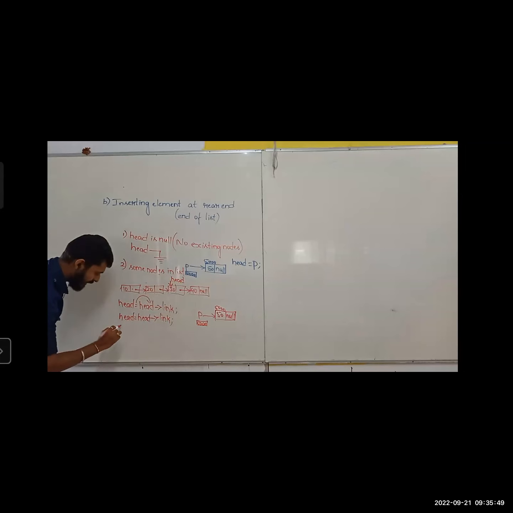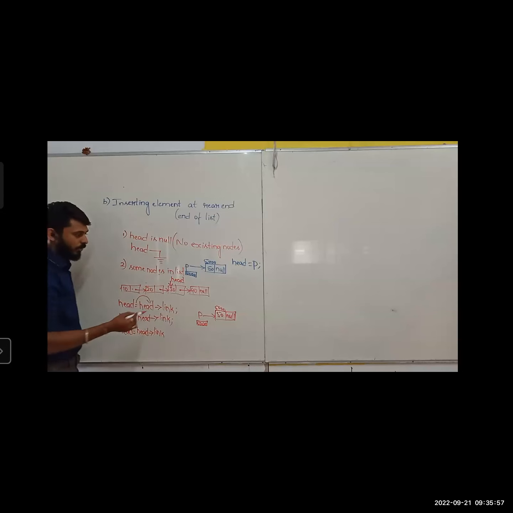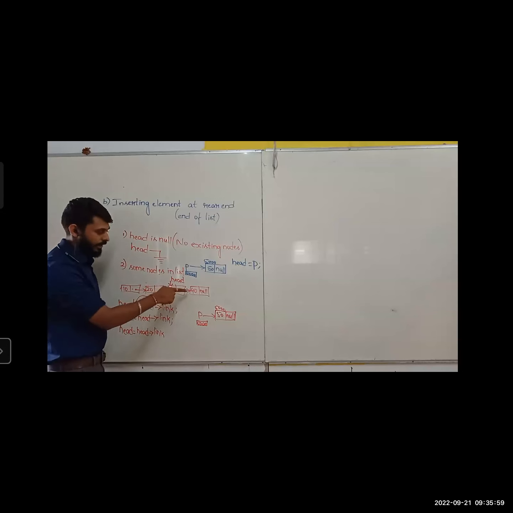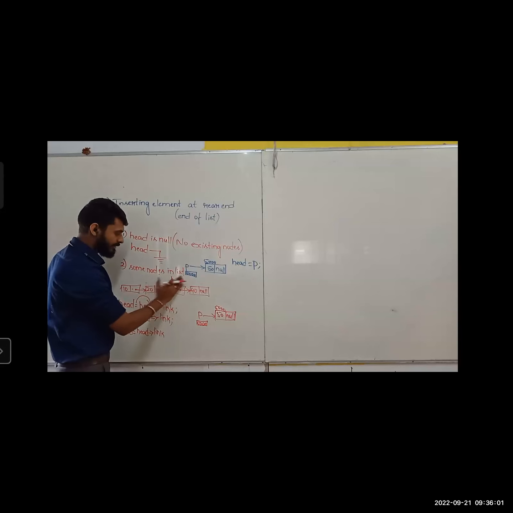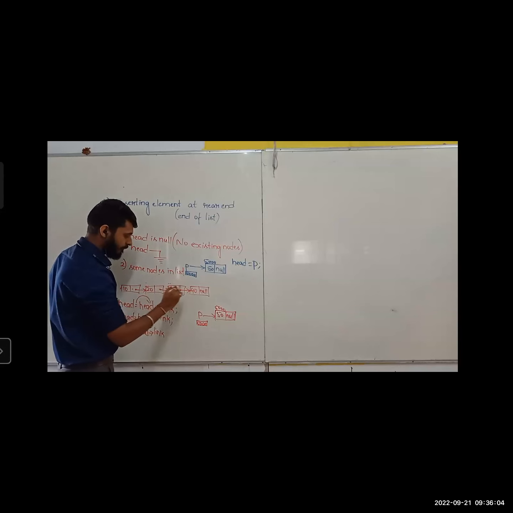Again, I will write the same thing. Head should point to that place where head's link is pointing. So again, now what will happen? Where exactly is head's link pointing? Here. So head now will stop pointing here and it will point to here.